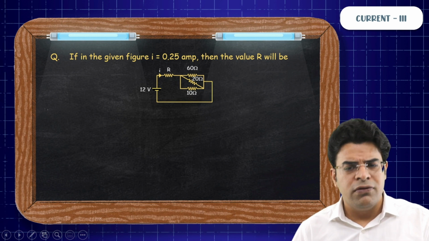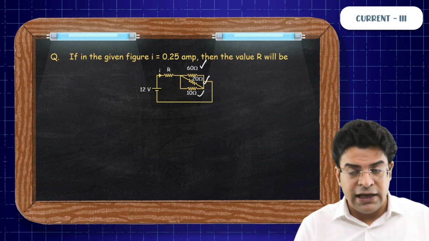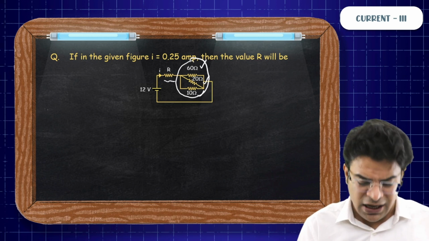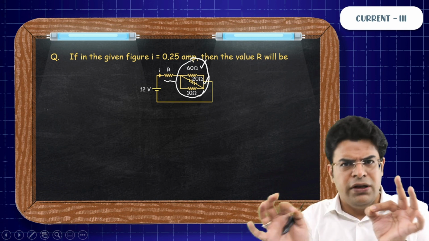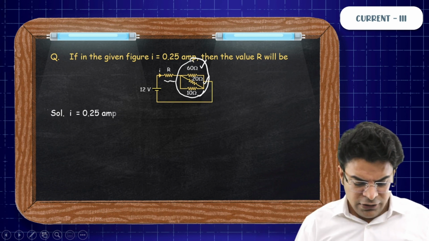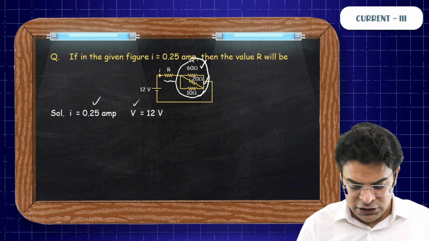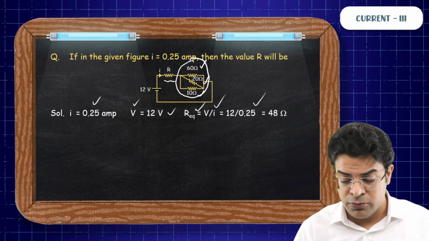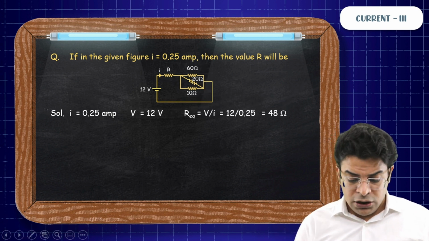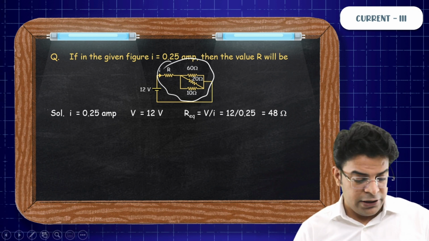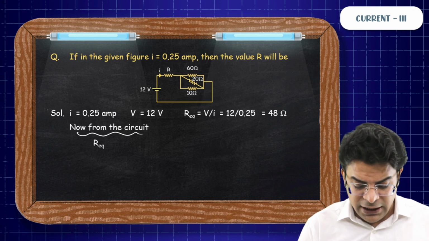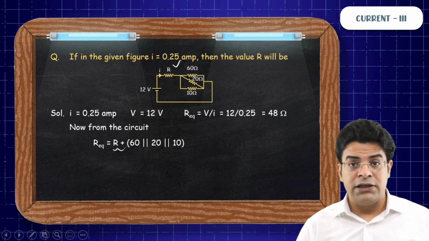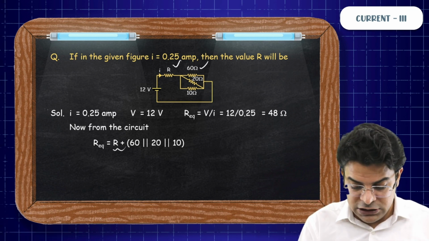Now how to solve? Very simple. You will say these 60, 20 and 10 are in parallel and the parallel combination of this 60, 20, 10 is in series with R and the effective resistance of this whole line is 48. So as I equals 0.25 and potential equals 12 volt, this means that the R equivalent of the circuit has to be V by I, that will be 12 upon 0.25, that has to be 48 ohm. Now from the circuit we can say that R equivalent has to be equal to R plus the parallel combination of 60, 20 and 10.